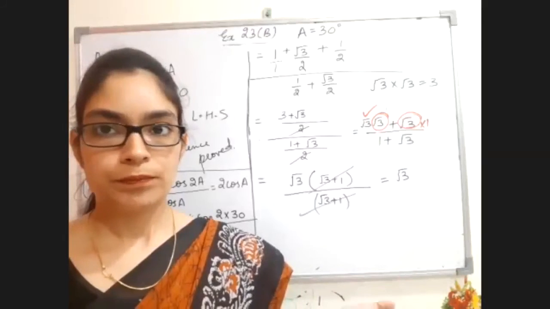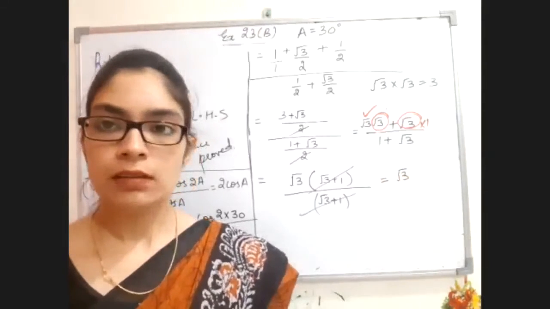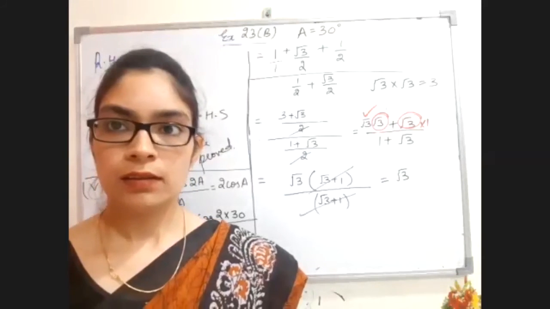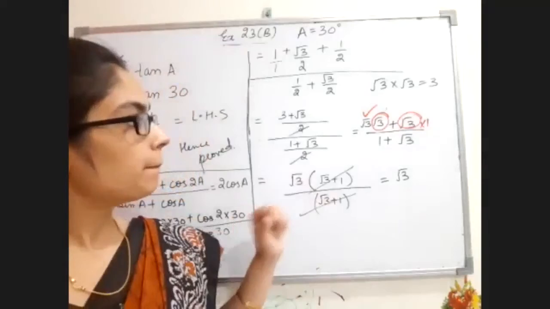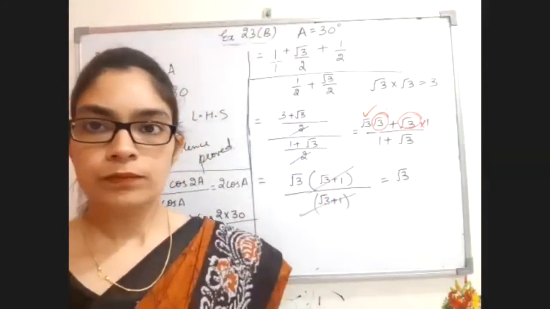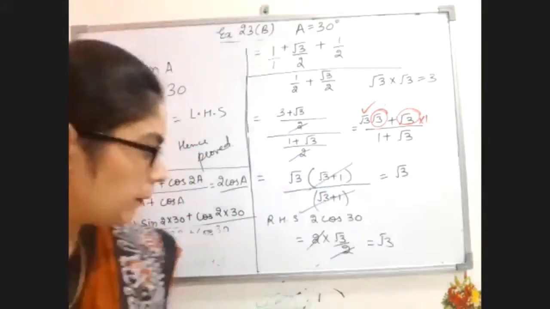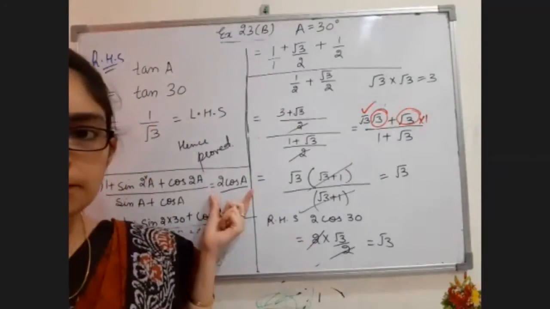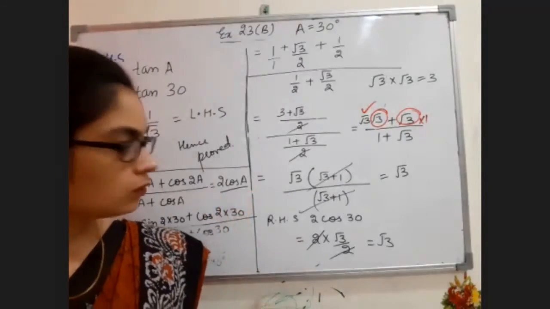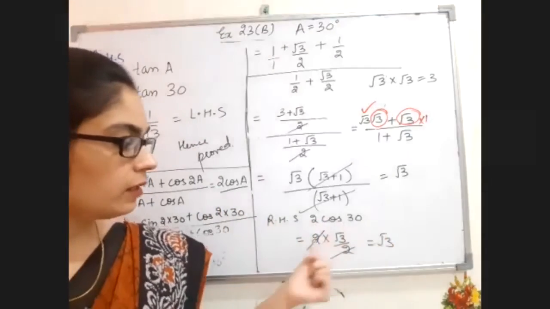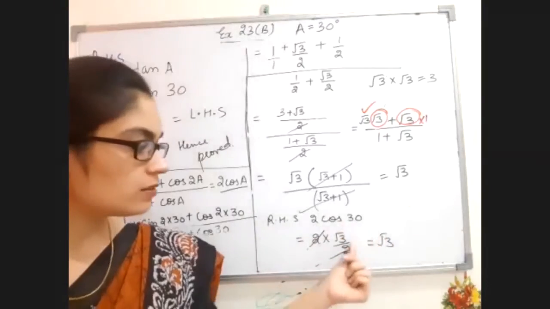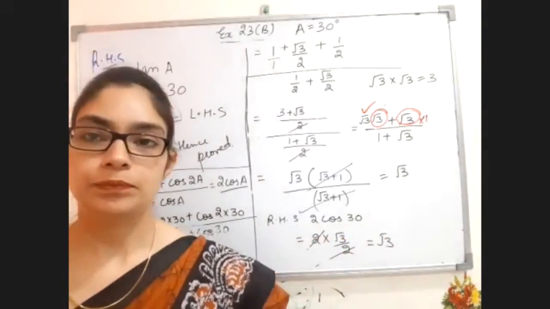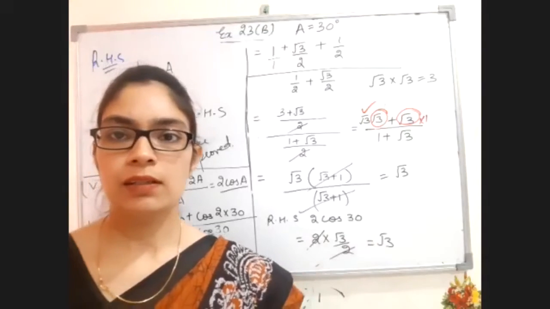Ma'am, one doubt, ma'am. Before it was 3 plus root 3 by 1 plus root 3. Ma'am, if we did rationalizing factor, if you didn't get root. So the right hand side you all have done. Yes, ma'am. 2 into cos 30, 2 into root 3 by 2, cos 30 is root 3 by 2, 2 and 2 will get cancelled. So it is equal to root 3. Okay, both the sides are equal.